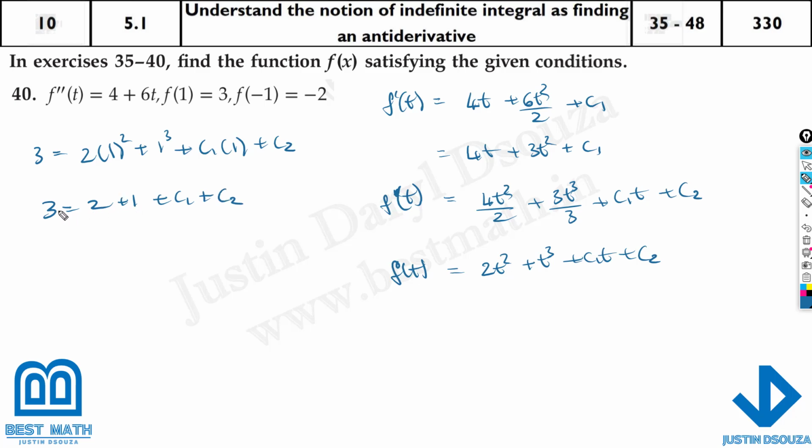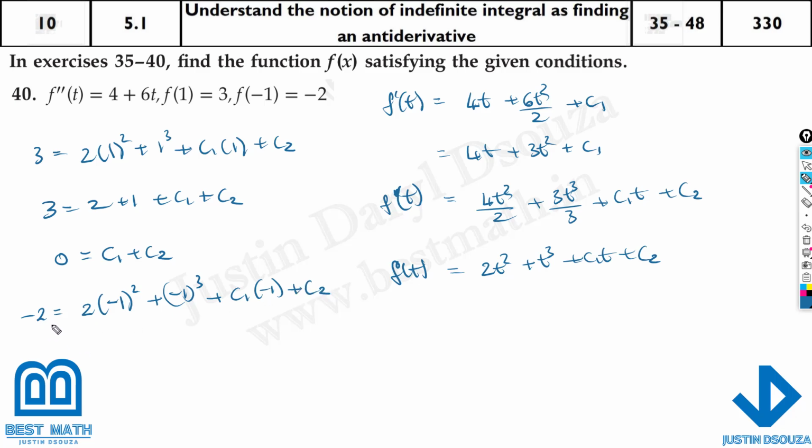Now 2 plus 1 is 3. When it goes to the other side, it's going to be 0. That is equal to C1 plus C2. Okay, C1 and C2, when we add up, it's 0. So now let's put the second condition over here. That's going to be minus 2. That will be equal to 2 times minus 1 the whole squared plus minus 1 the whole cubed plus C1 times minus 1 plus C2.